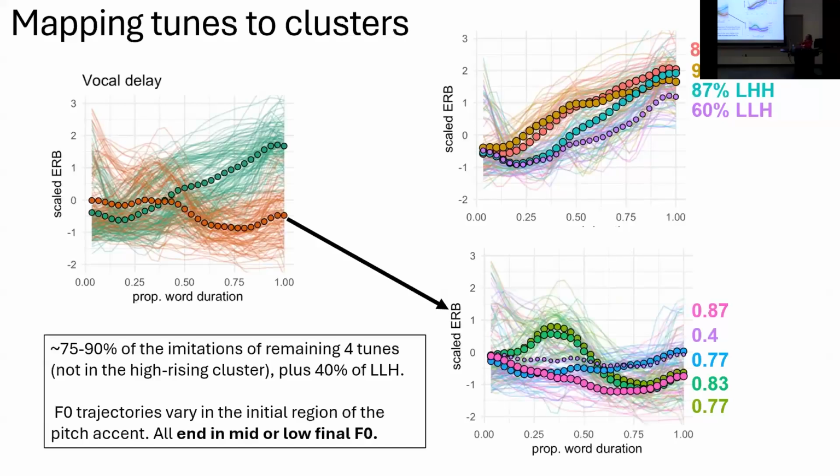The second cluster here consists of about 75 to 90% of the imitations of the other 4 tunes, the ones that didn't have this rising shape. And what we see here is that this cluster is more heterogeneous. They vary in the initial region of the pitch accent. There seem to be 2 things going on here. You either go up at the beginning or you don't, but there wasn't a clear enough distinction in that pattern to emerge as a clustering difference. But all of these end in a mid or low final F0. And that's how this cluster really differs from this one.